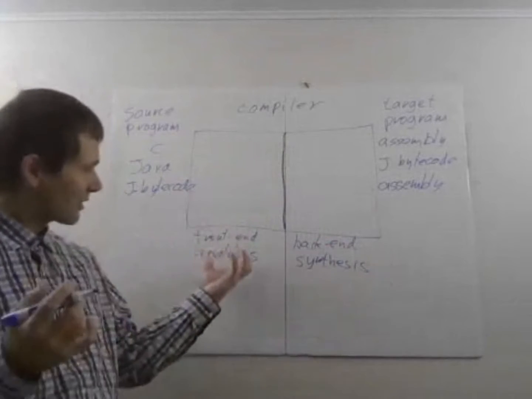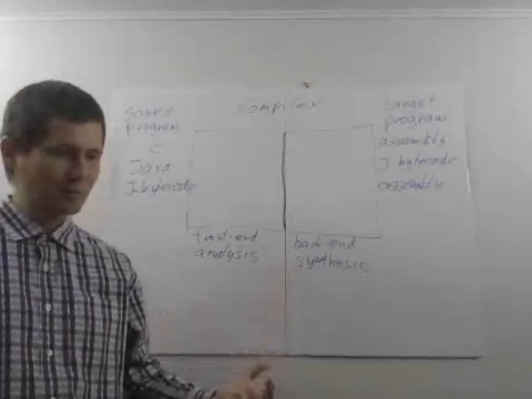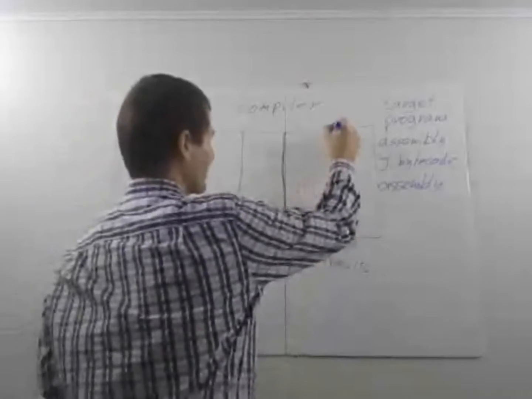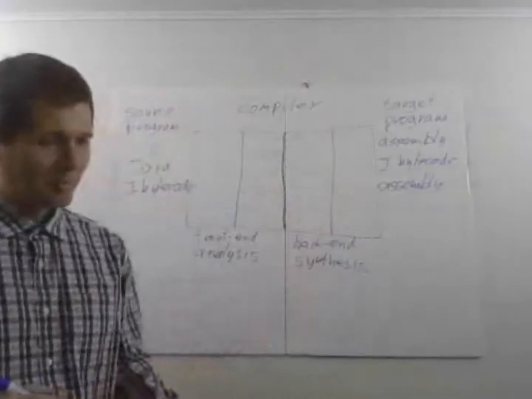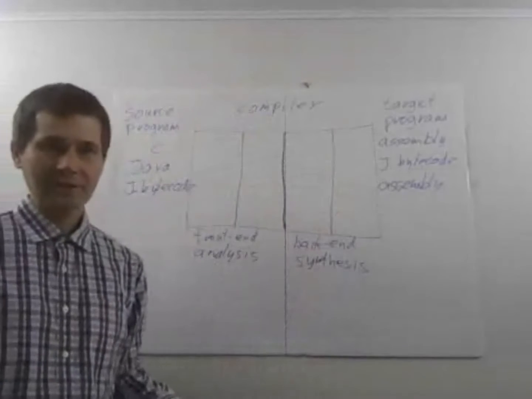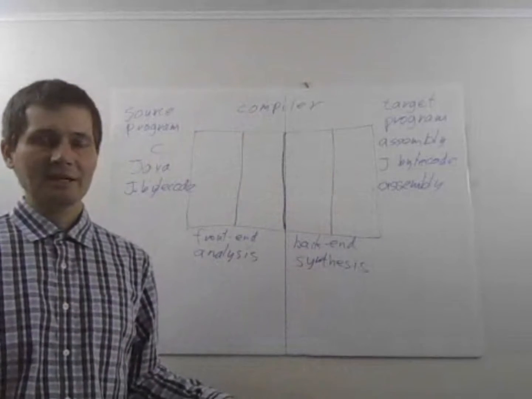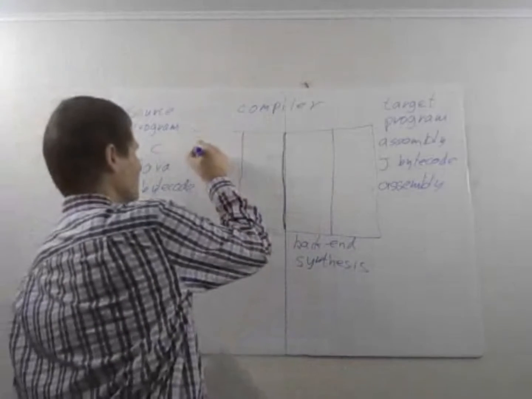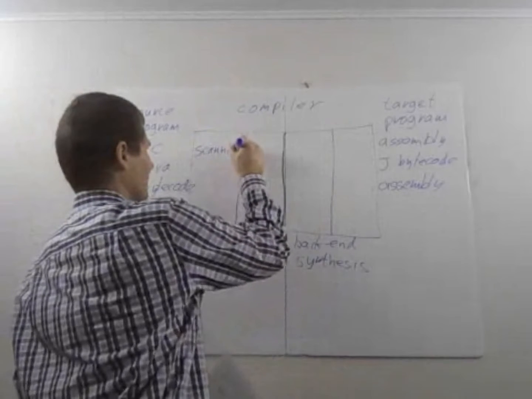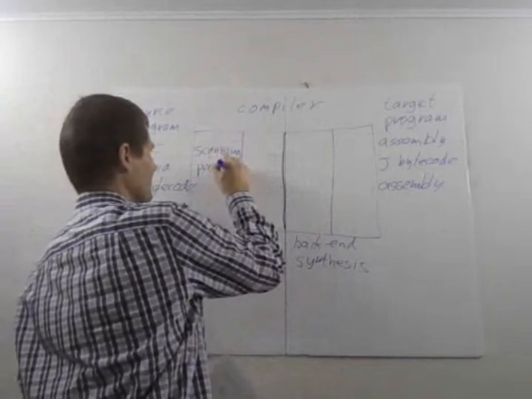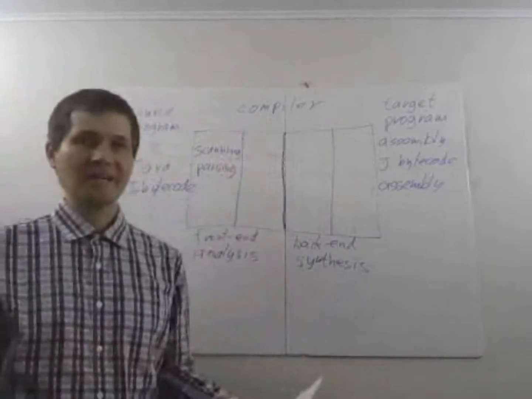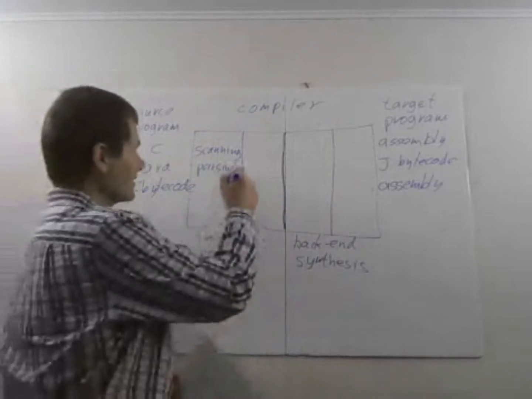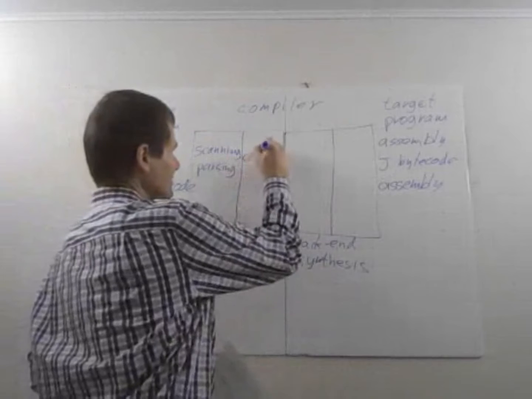and then the front end and the back end I can further subdivide into more parts. So I'm going to divide things into quarters here. And so in the first part of the analysis is where you would do your scanning and your parsing. And so this is where we just try to determine the textual structure of the code that we're compiling. And then there's context-sensitive analysis.